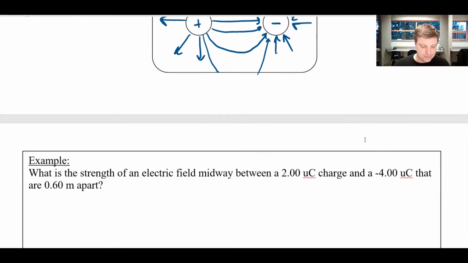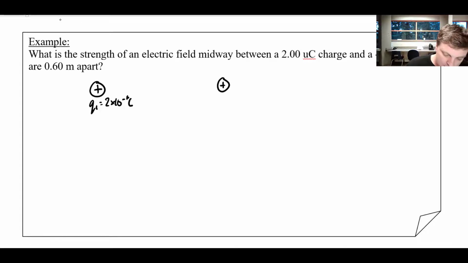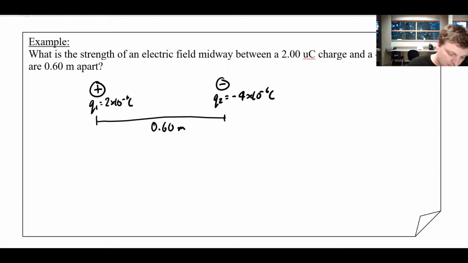Okay, so what is the strength of an electric field midway between a 2 microcoulomb charge and a negative 4 microcoulomb charge? So I'm just going to draw a picture here. Q1 is 2 times 10 to the negative 6 coulombs. And then over here I've got a negative charge, and Q2 is negative 4 times 10 to the negative 6 coulombs. And they are 0.60 meters apart. What I'm trying to find is the strength of the electric field at a point right here. I'll call this point P.